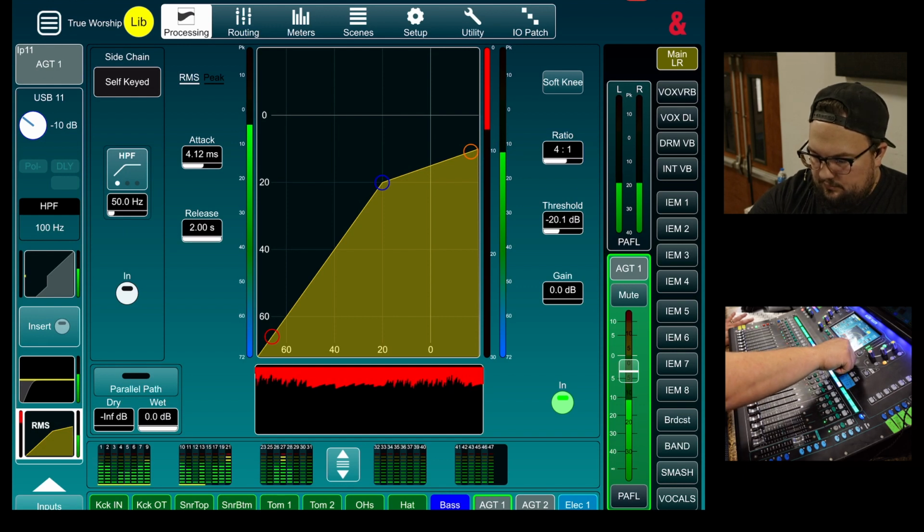Slow it down. All right, let's talk about what we just heard. We just heard a fast release, which let us hear the initial hit come through, and then it would immediately let it go as soon as it went below the threshold. So the volume difference was quite dramatic from the initial hit to when it was over. Versus the slow release, it almost felt like everything was at the same volume the whole time.